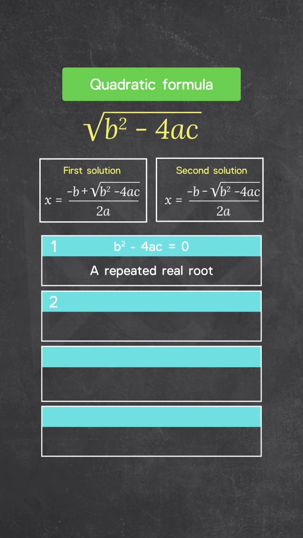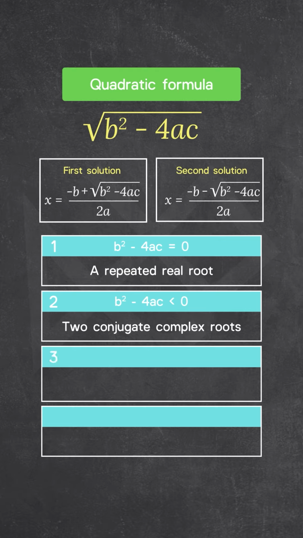The second case is when the discriminant is less than 0, meaning a negative number. We talked about negative numbers under the square root and said that it takes us into the world of imaginary numbers. This means the solution will be two complex roots, meaning they have an imaginary part and a real part, as we mentioned in the lesson on imaginary numbers.